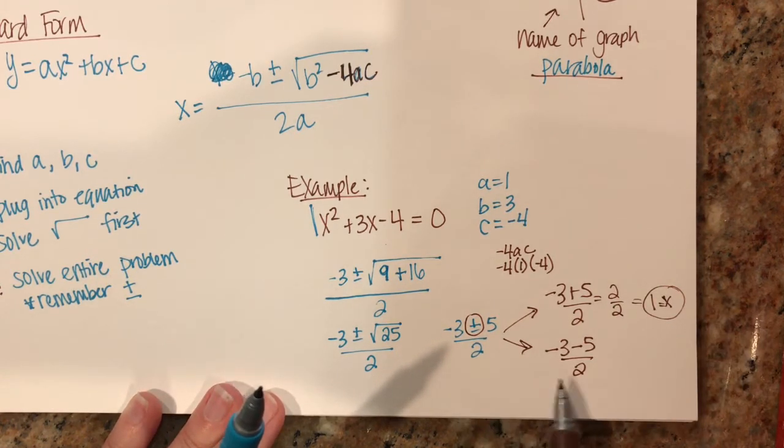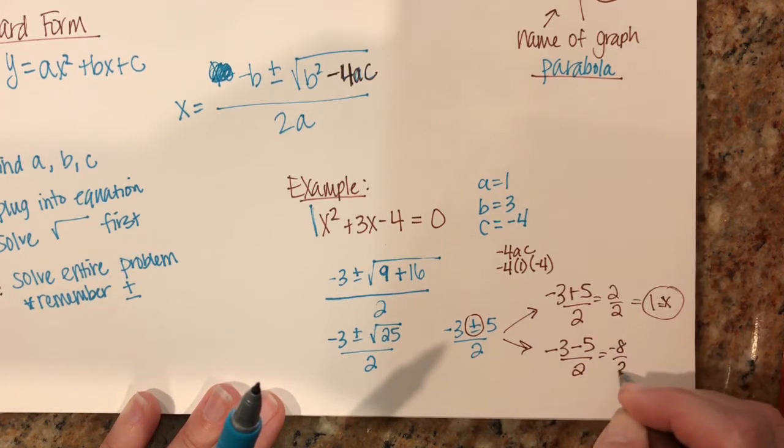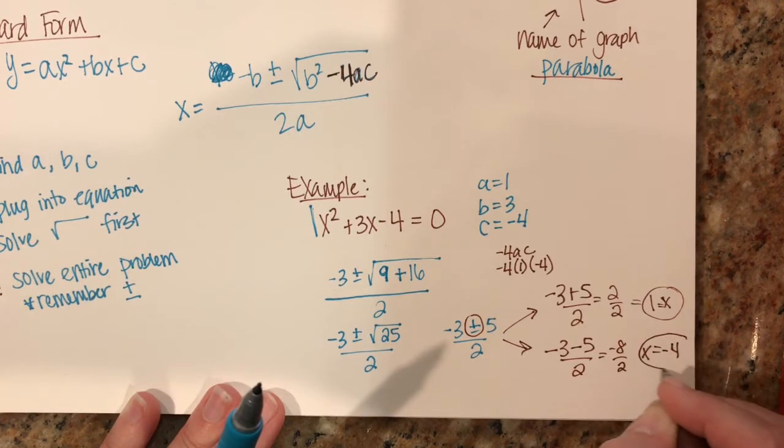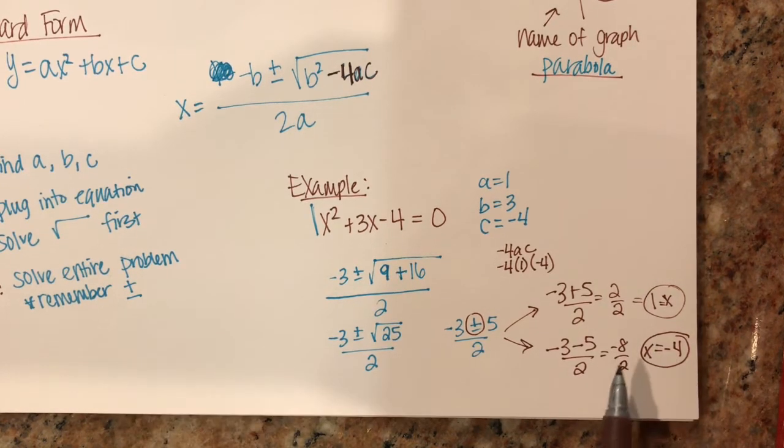And then if we do negative 3 minus 5, that's negative 8 divided by 2, and that's x equals negative 4. So these are the 2 solutions to this equation. I'm going to show you what this looks like on Desmos.